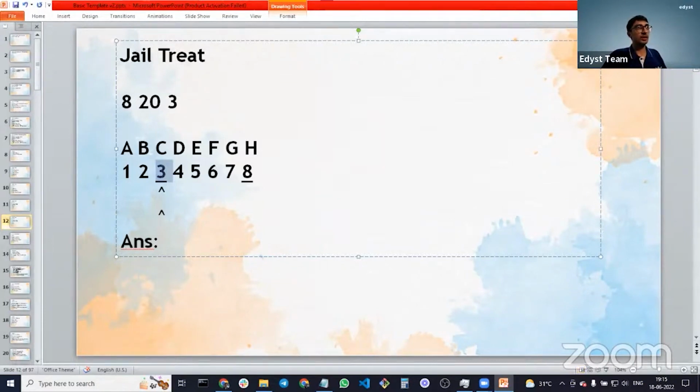So let me again try: 1, 2, 3, 4, 5, 6, 7, 8. The 9th chocolate starts from here. 9, 10, 11, 12, 13, 14, 15, 16. I'm here. So up until now, I've delivered 16 chocolates. Starting from 3, I will deliver 17, 18, 19, 20. So my 20th chocolate will be delivered at 6. So the answer is 6.